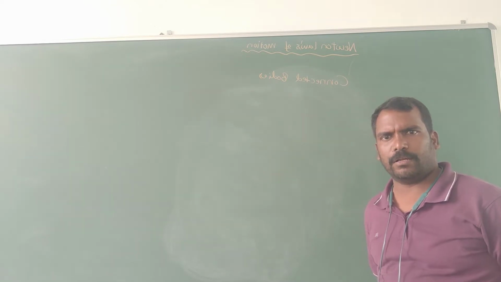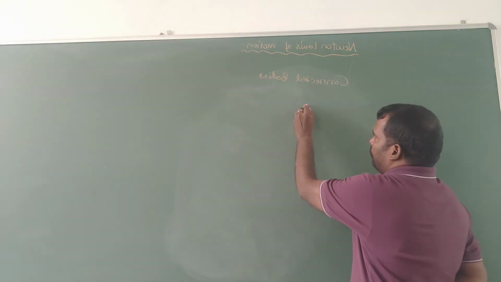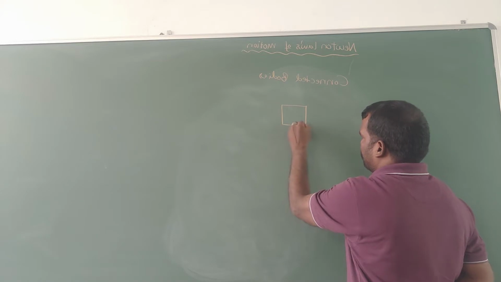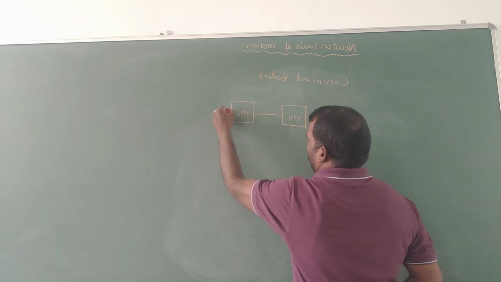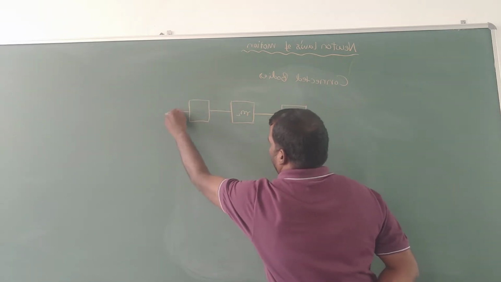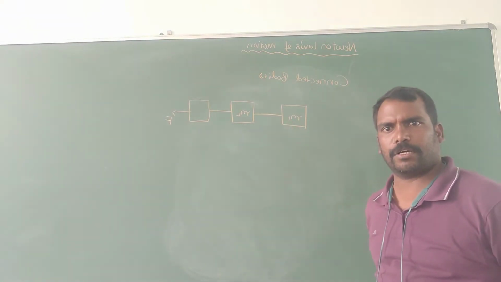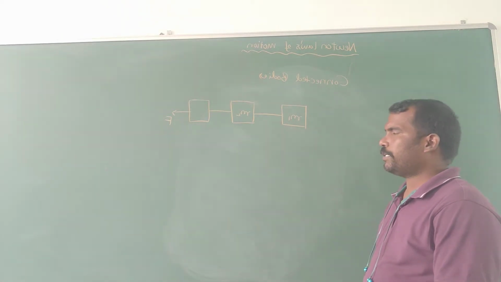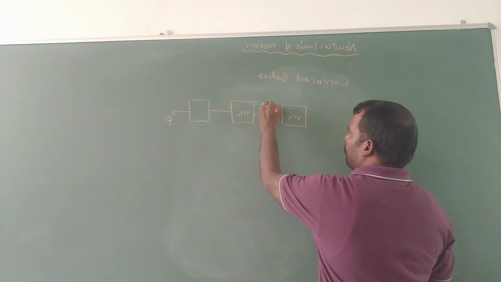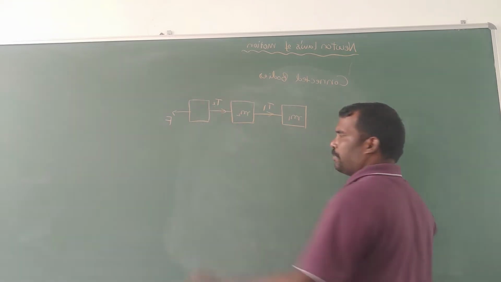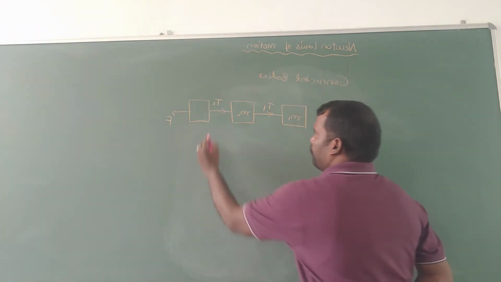But how do we solve for the tension between the bodies? A simple example: a block of mass m1, another block of mass m2, and another block of mass m3 are pulled by a force F. The question is, what is the tension force T1 between m1 and m2, and T2 between m2 and m3?